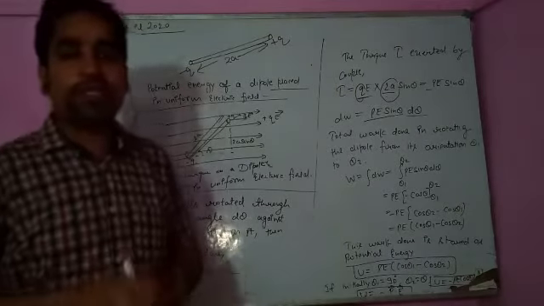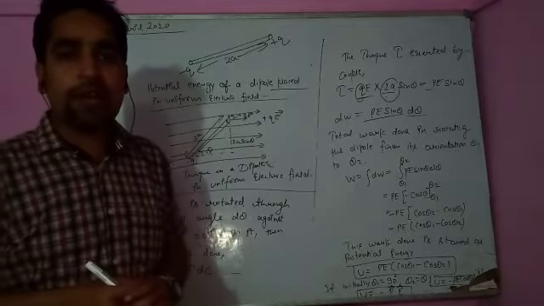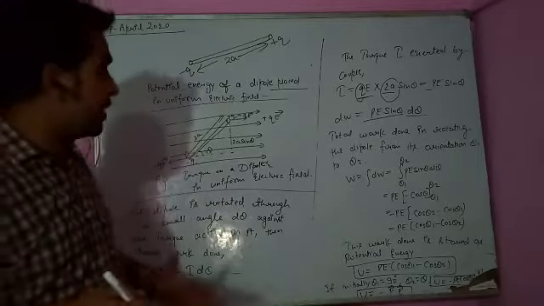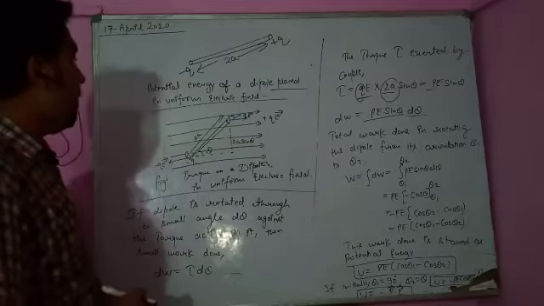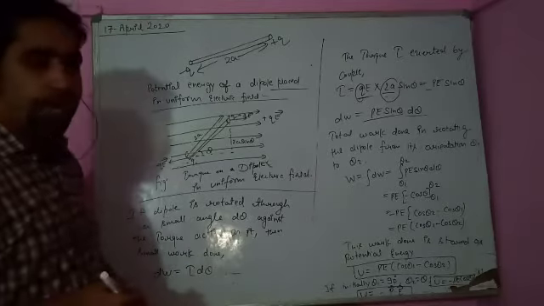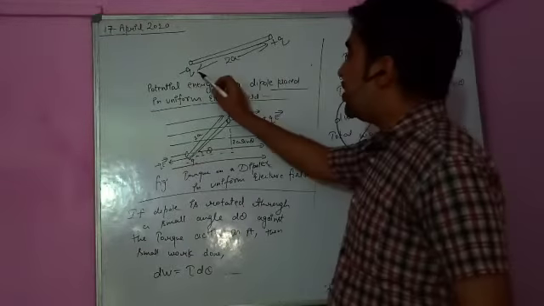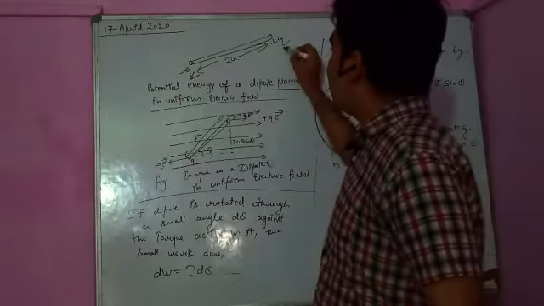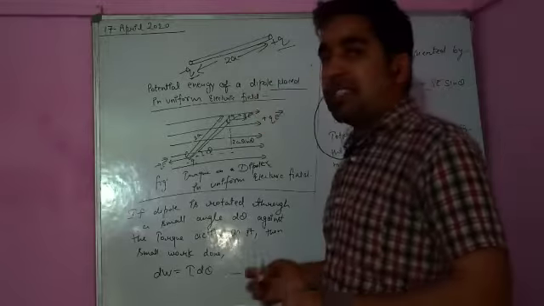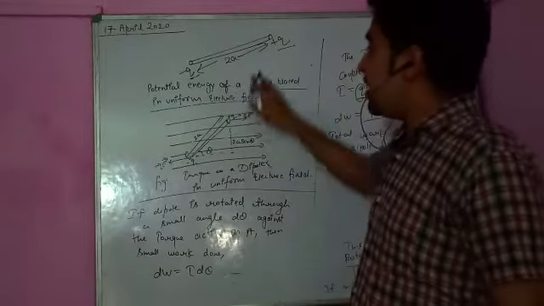Good afternoon, students. So now we are going to discuss a very important topic in physics, and that is potential energy of a dipole placed in a uniform electric field. What is a dipole? Suppose we have a pair of equal and opposite charges. So I have taken this minus q and this plus q separated by a small distance, say 2a. Then it creates a dipole.